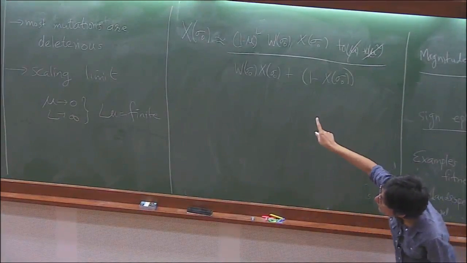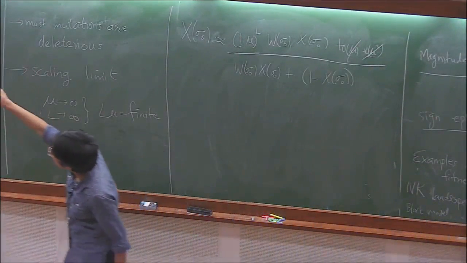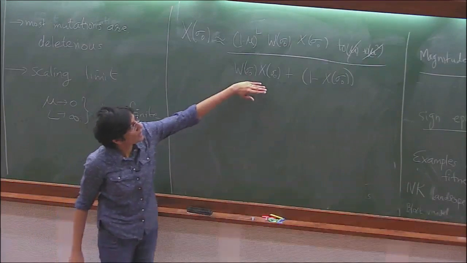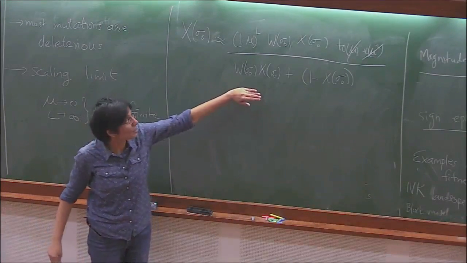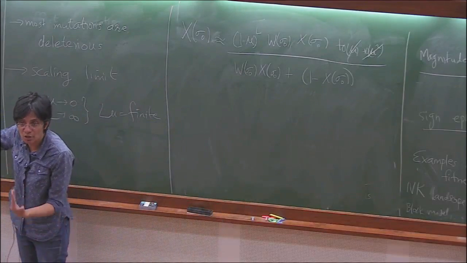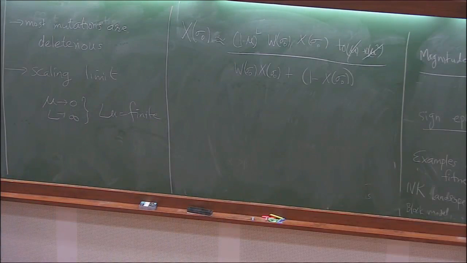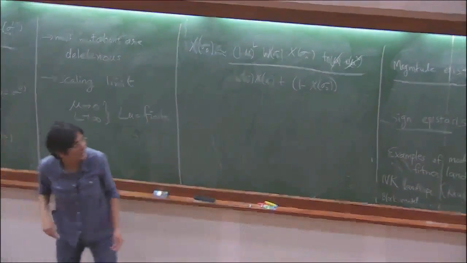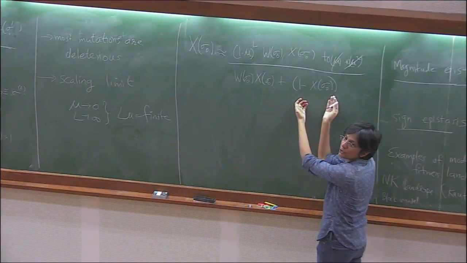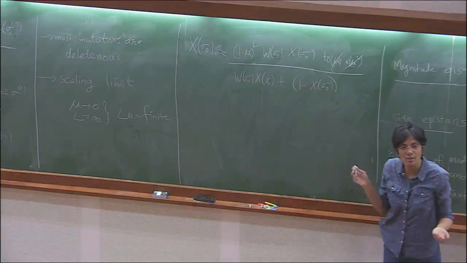In the denominator, I've used the fact that all the sequences except one have the same fitness. So the one which has the highest fitness, that term is W sigma 0, X sigma 0. The rest have fitness 1, but because summation X is 1, that helps me to write the rest of the contribution in terms of X sigma 0. Is this okay?